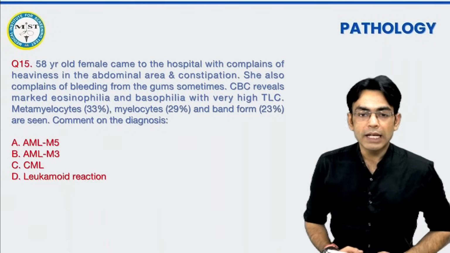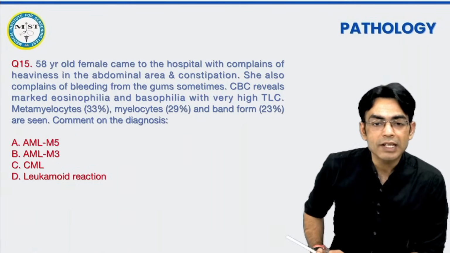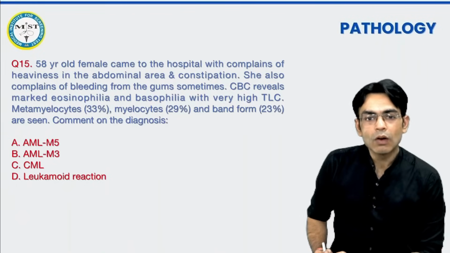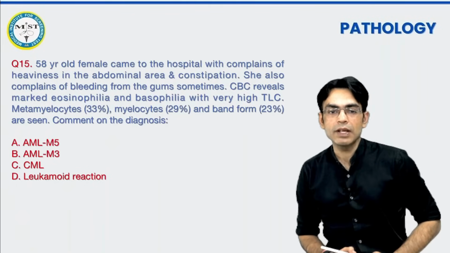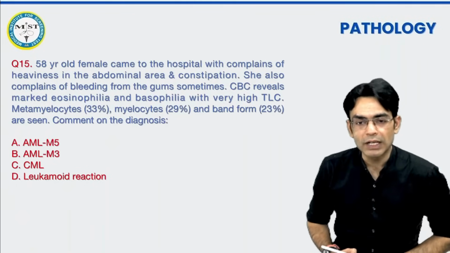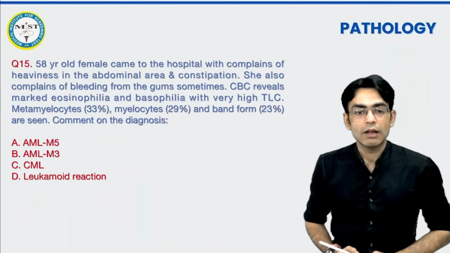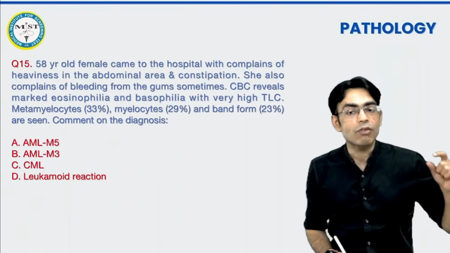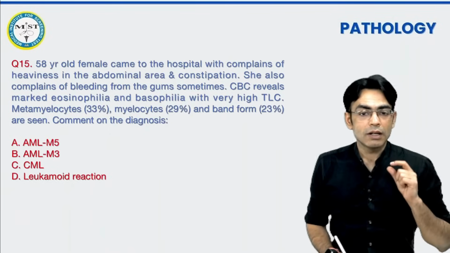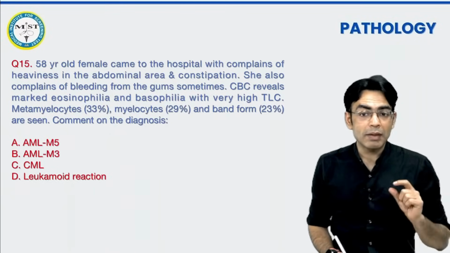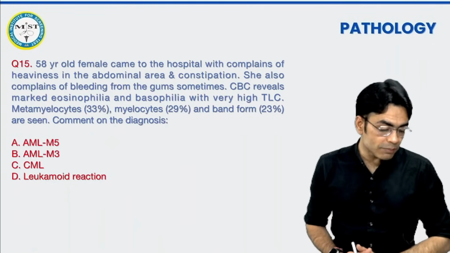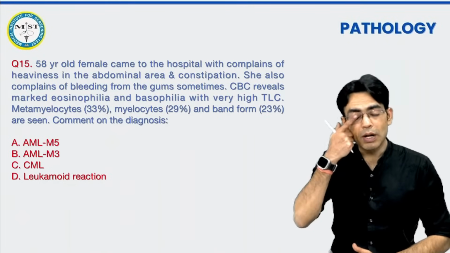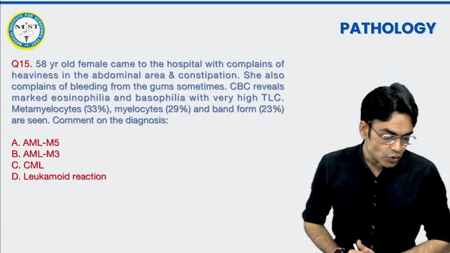A 58-year-old female came to the hospital with complaints of heaviness in the abdominal area and constipation. She also complains of bleeding from the gums sometimes. CBC reveals marked eosinophilia and basophilia with very high TLC. Metamyelocytes at 33%, myelocytes at 29%, and band form is 23%. Comment on the diagnosis. AML M5, AML M3, CML and leukemoid reaction.